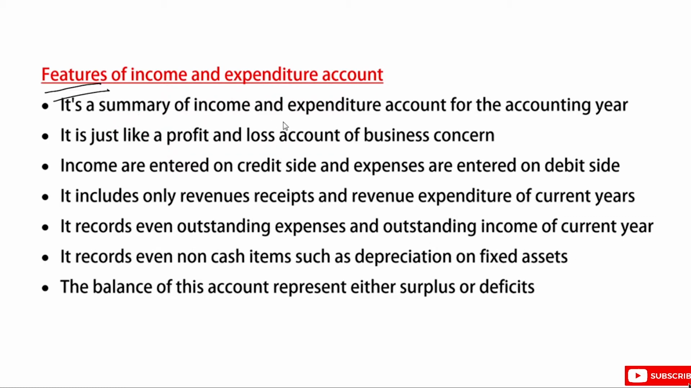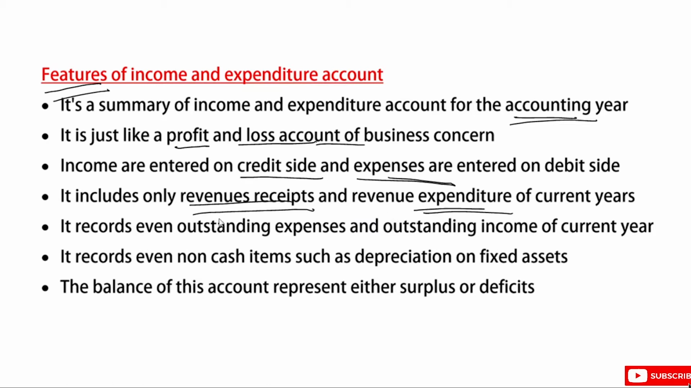Starting with the first one, it's a summary of income and expenditure for a particular financial year. It only records the current year's summary of all transactions. It won't record the previous year or the advances. So it only records the current year. Moving on to the second, it is just like the profit and loss account of a business concern. And the third feature is income is always recorded in the credit side and expenses are recorded in the debit side. The fourth one is it only includes revenue expenditure or revenue income. It won't record capital expenditure or capital income.